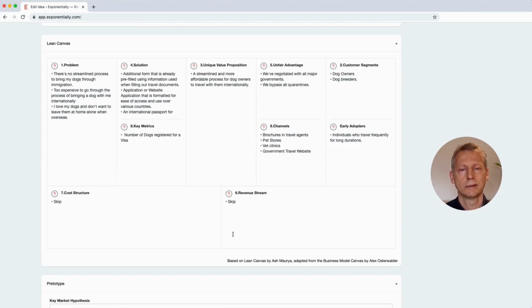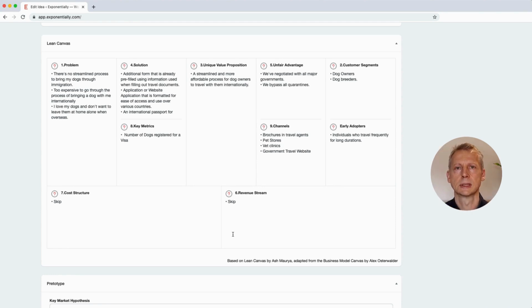If we go to the unfair advantage, this is the only block where we care about our perspective. So why would we win if we do this? In this case, I've made this up. We've negotiated with all the major governments and we bypass all quarantines around the world. So that's a great source of advantage. We then skip 6 and 7, the revenue and cost. We care about this later, but for now we're just trying to see, does anybody even want to use this service? And then we go to the key metrics.